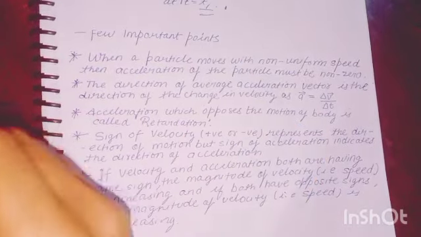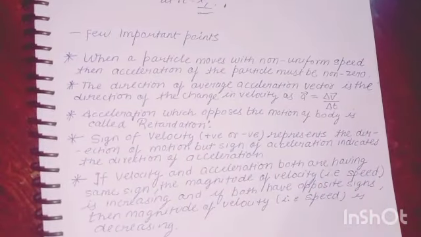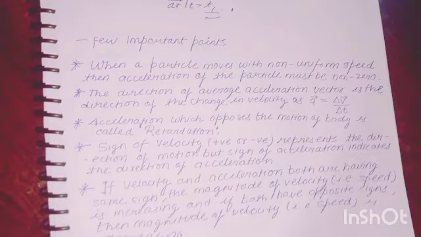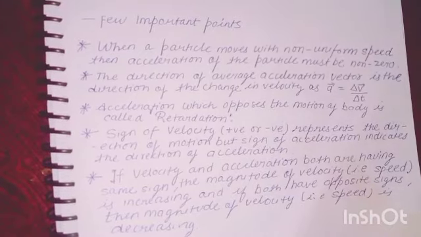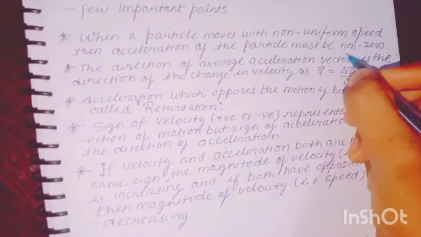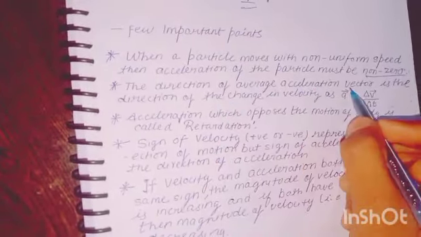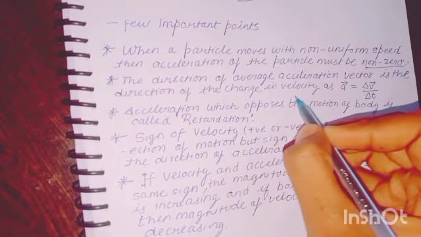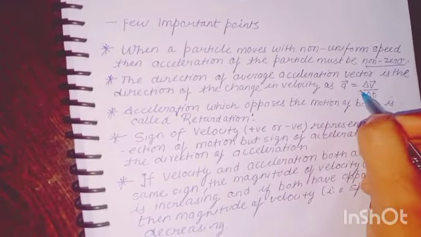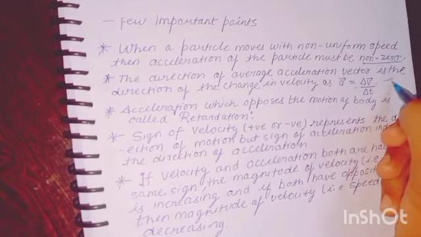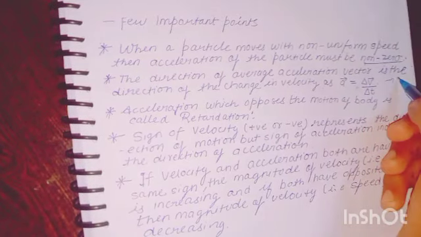Now let's see a few important points. When a particle moves with non-uniform speed, then the acceleration of the particle must be non-zero. These are points you have to note down. And the second thing is the direction of the average acceleration vector is the direction of the change in velocity.